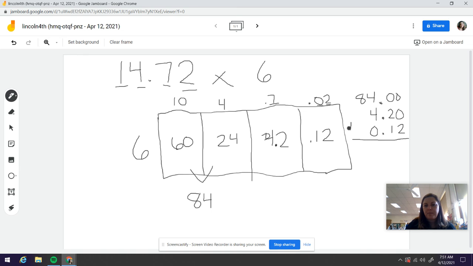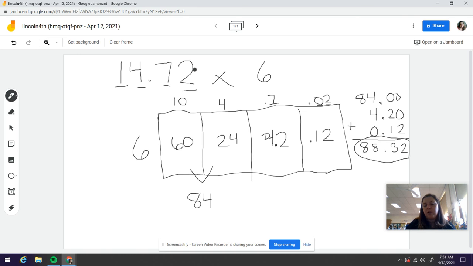Now I'm ready to add. 0, 0, and 2 is 2. 0, 2, and 1 is 3. Oh, what in the heck just happened to my pen? Let's try that again. 4 and 4 is 8. And 8 tens we're just going to bring down. So my answer is 88.32.